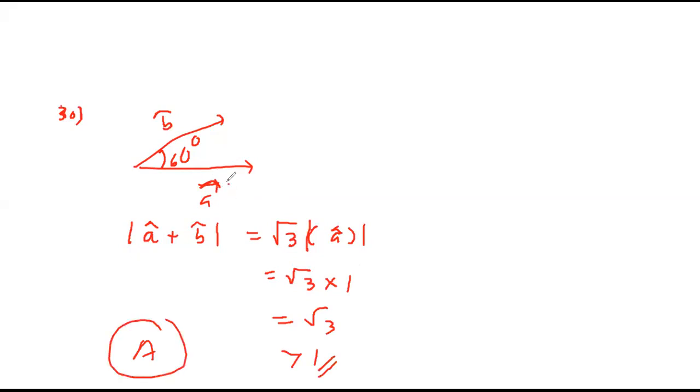Because they are unit vectors, the magnitude of both A cap and B cap is 1. So two equal vectors inclined at 60 degrees, the result is √3 times. √3 times 1 is √3, and √3 is greater than 1. So the correct option is A.